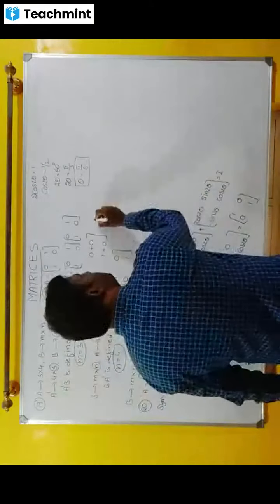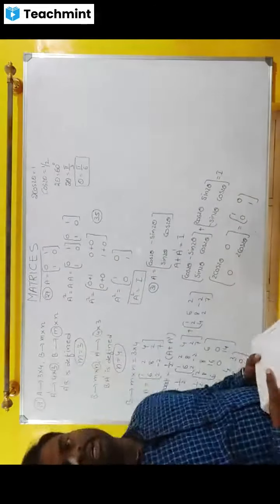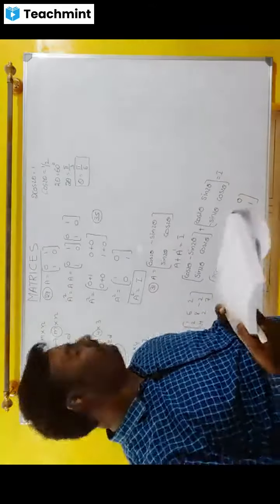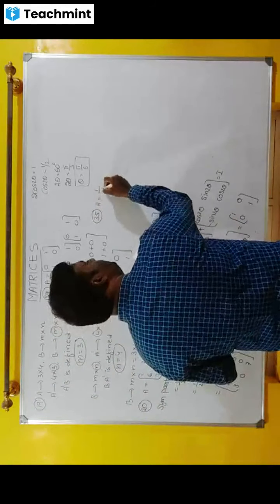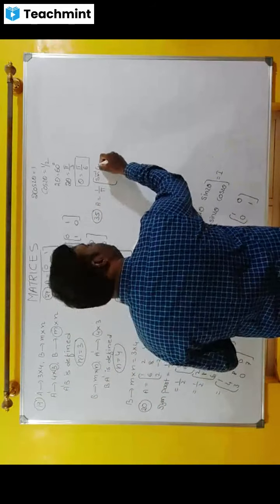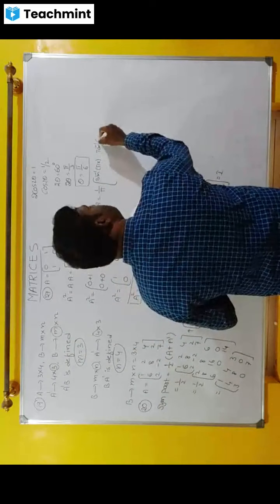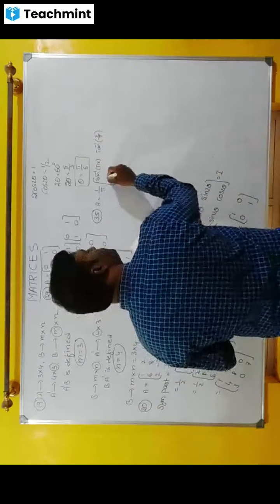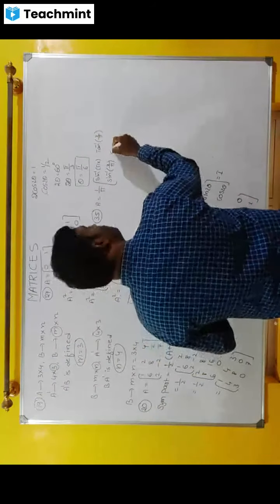Next we will discuss question number 35. This question is also very important. It was asked in 2016. What is question 35? A equals 1 by pi into the matrix: sin inverse pi x, tan inverse x by pi, sin inverse x by pi, cos inverse pi x.